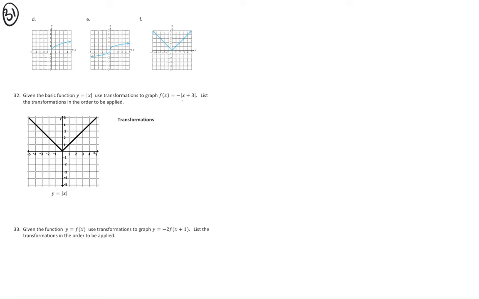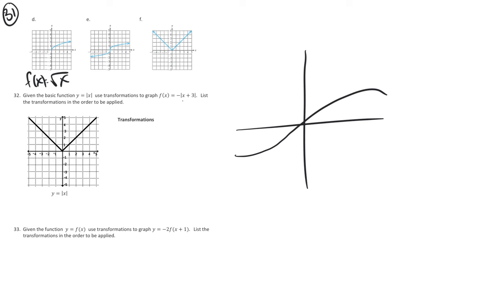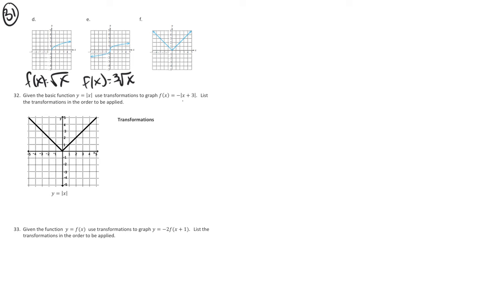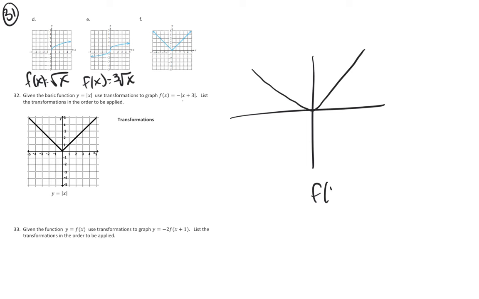Continuing from last video, looking at our next function, our graph looks something like this, which we know to be our square root function, so that's going to be f of x is equal to the square root of x. Our next graph looks like this, and we know that graph to be our cubed root function, so that's going to be f of x is equal to the cubed root of x. And our last function, our graph looks like this, and that's going to be the absolute value of x, so it looks like f of x is equal to the absolute value of x.